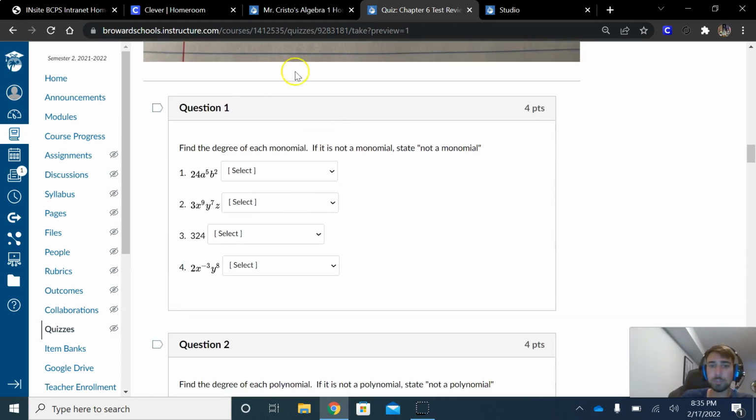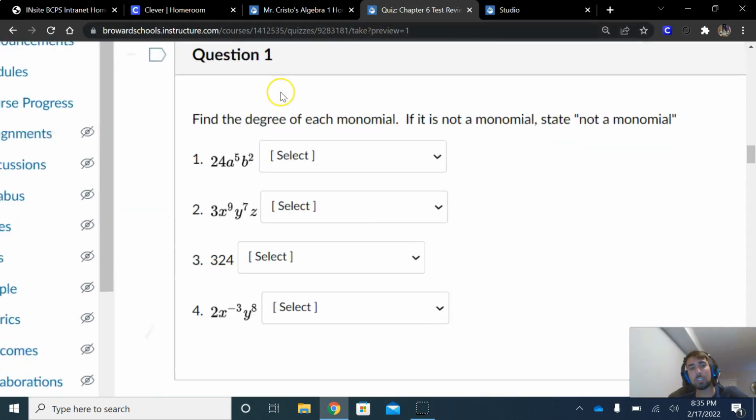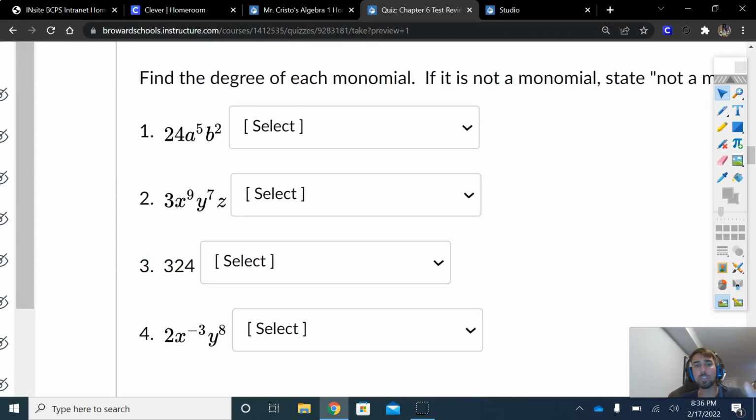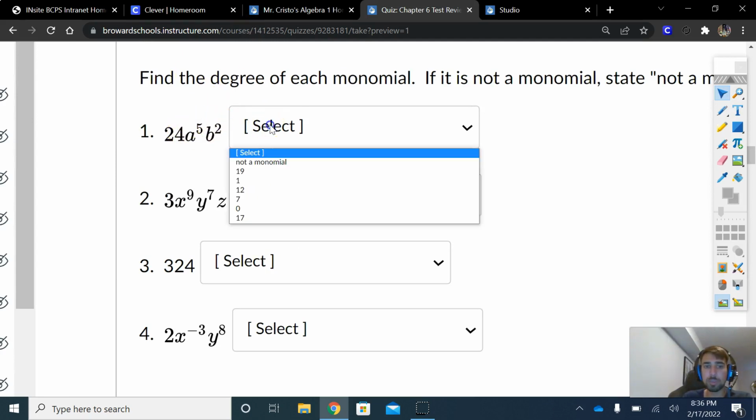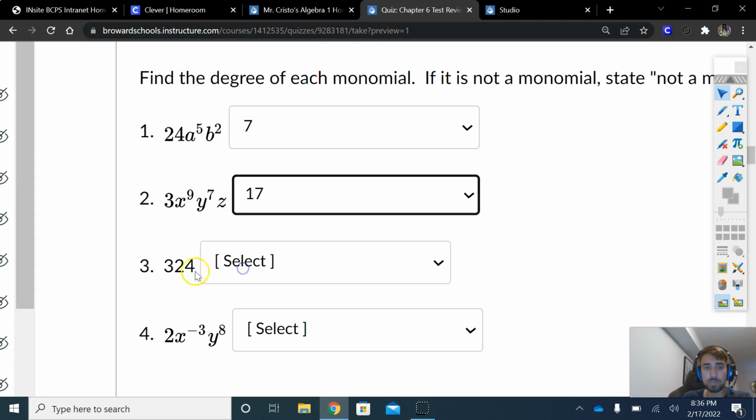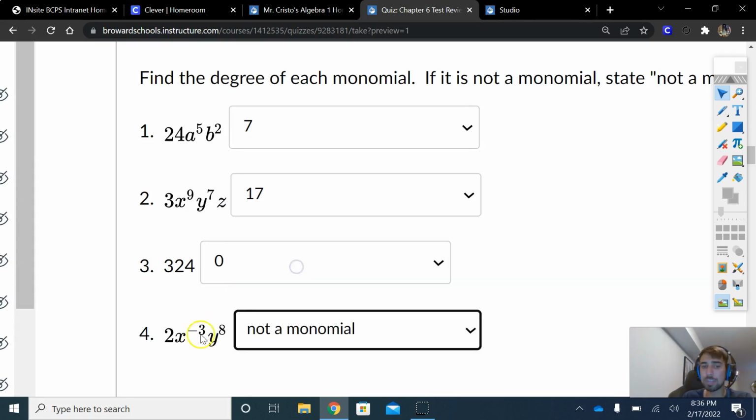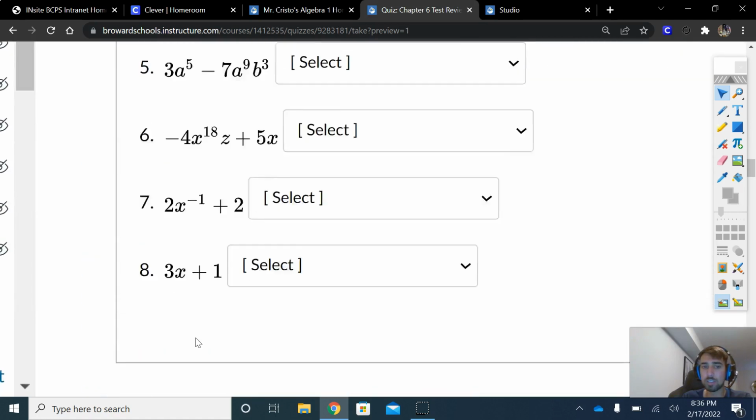Find the degree of each monomial. In order to find the degrees, you need to add up all the degrees in the same monomial. So the degree for this one is going to be a 7. The degree for this one is going to be a 9 plus a 7 plus a 1, so that's going to be 17. Numbers, constants, have degrees of 0. They have exponents, but they don't have degrees. And this is not a monomial because it has a negative exponent.